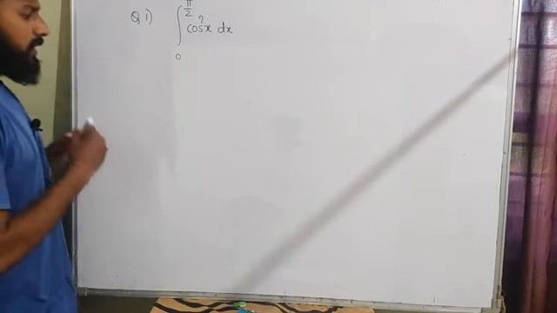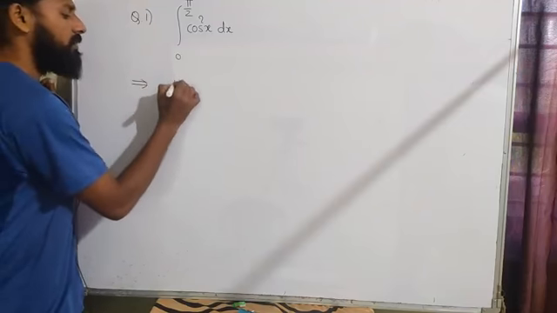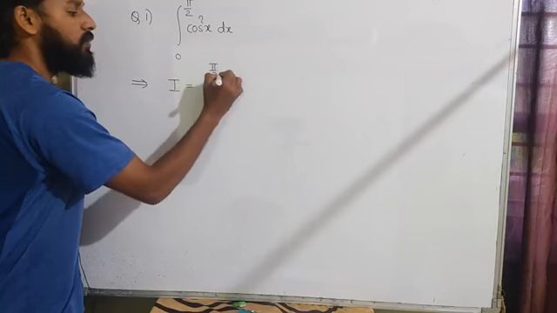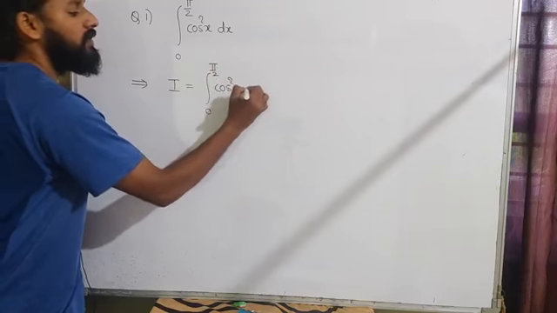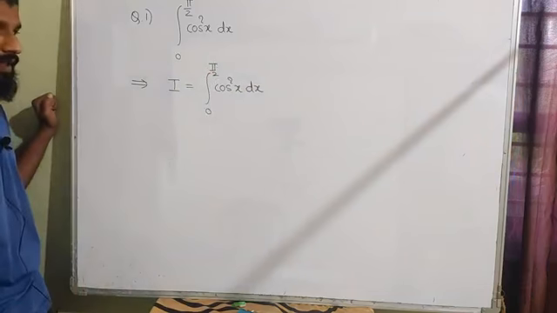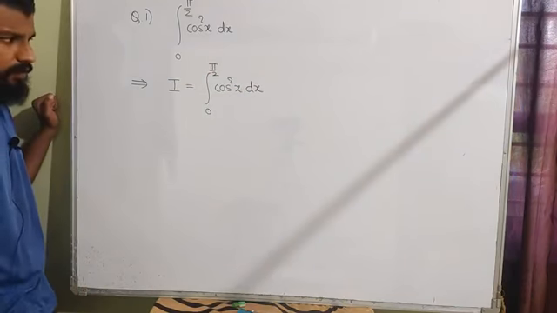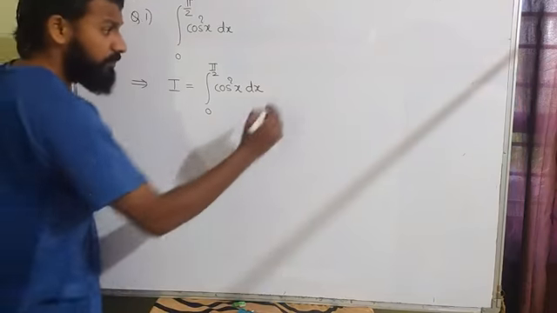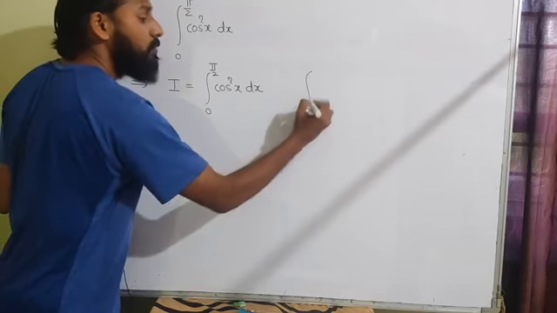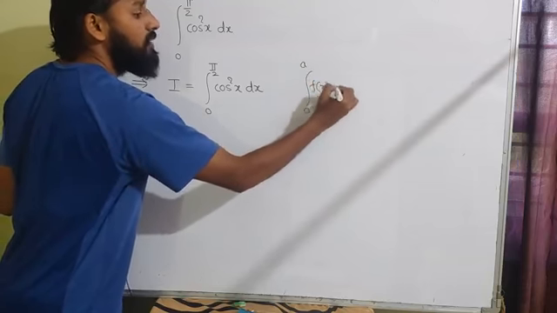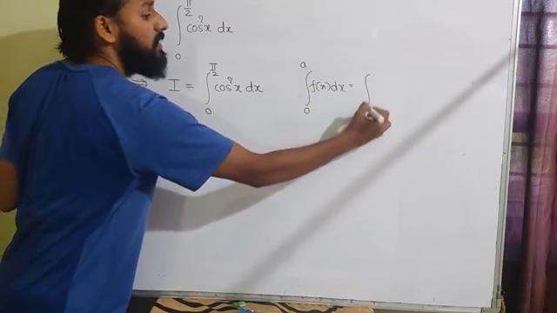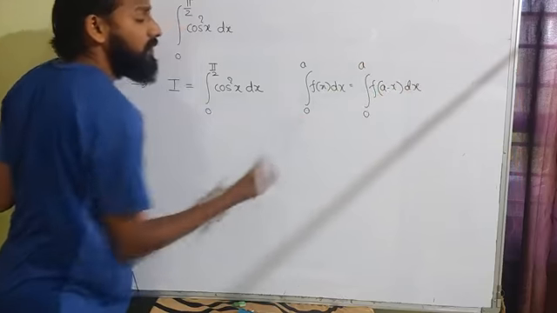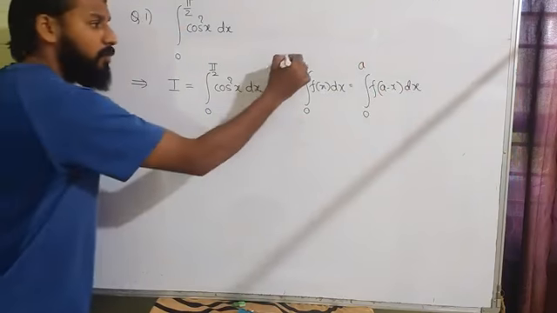So let me write the given problem as: let I is equal to integral from 0 to pi by 2 of cos square x dx, my dear friends. As you know, in property number P5, I guess, what I have said is, we know one property, that is integral from 0 to a of f of x dx can be written as integral from 0 to a of f of (a minus x) dx. We know this property, okay?